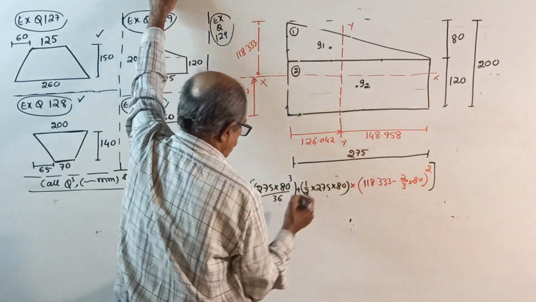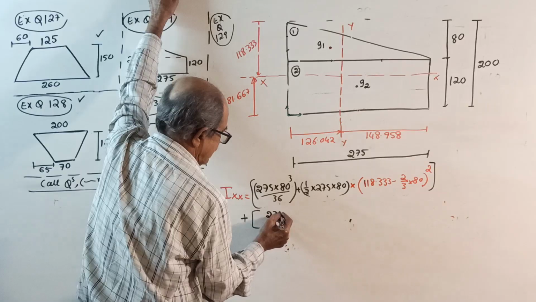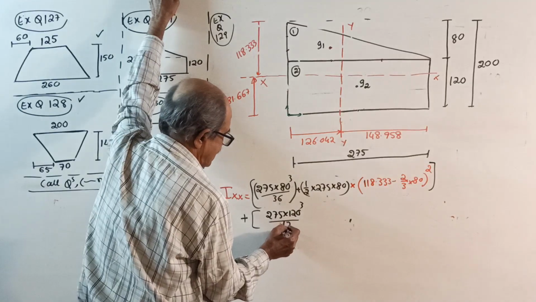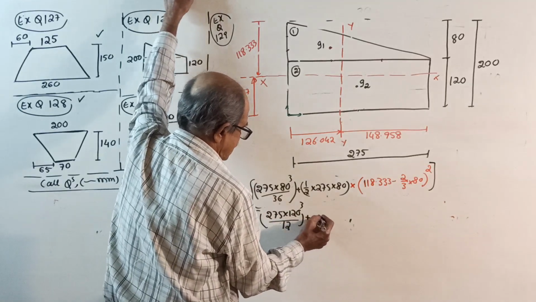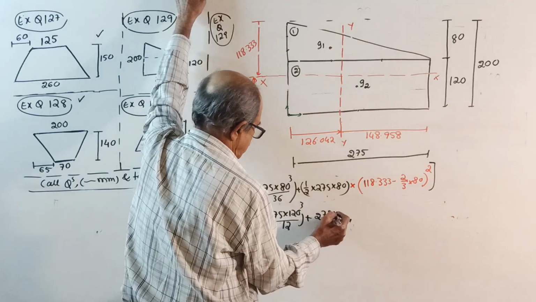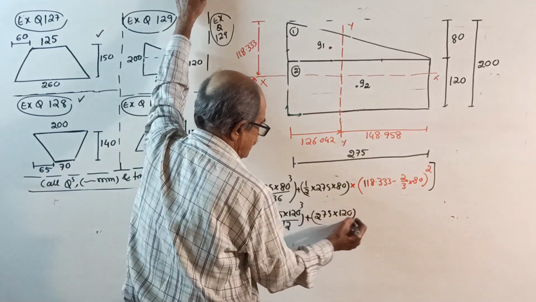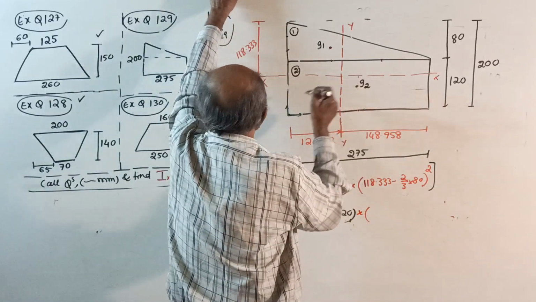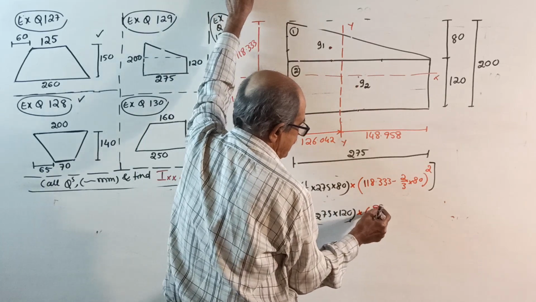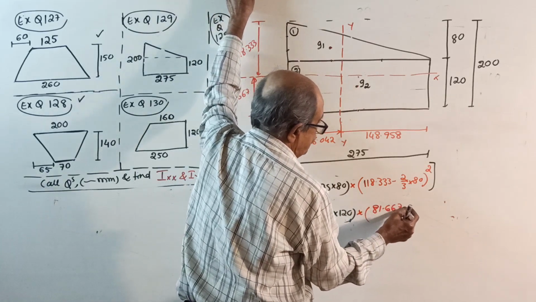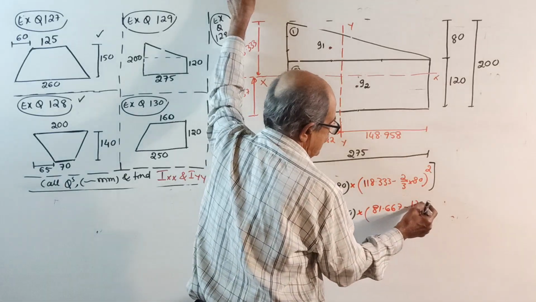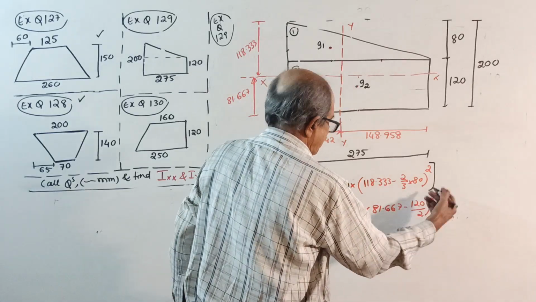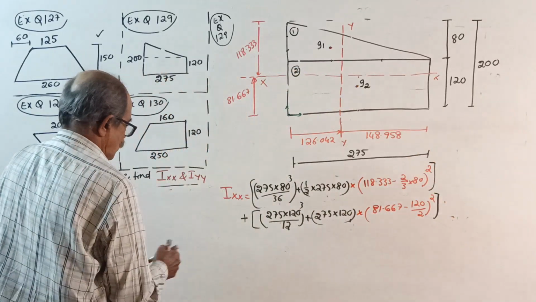Plus for the rectangle, I about xx: 275 into 120 cube by 12. See, exercise question, first of all I should not give all this. 120 cube by 12 is Ig, plus area 275 into 120 is the area, into this distance square, which is 81.667 minus half of 120, 120 by 2 whole square. You will get I about xx. Get the answer. Okay, I about yy.